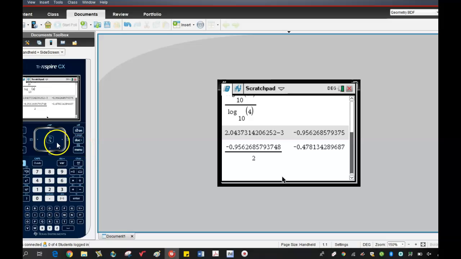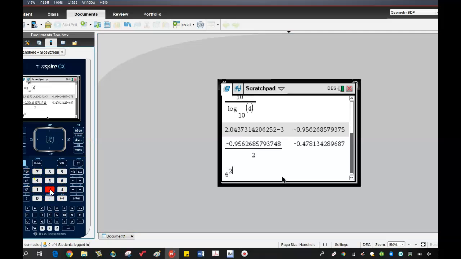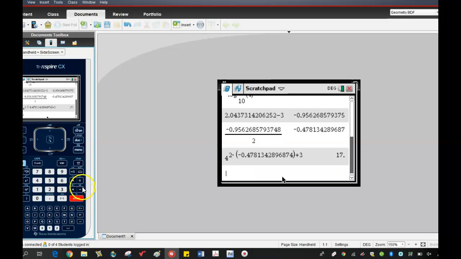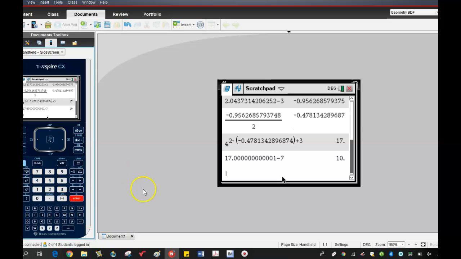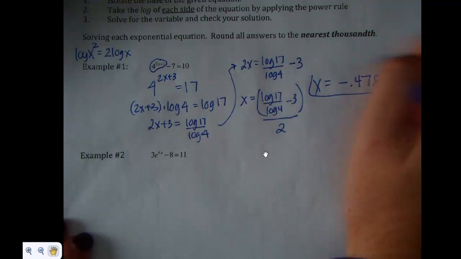And I can take that and put it into my original equation. So I have 4 to the 2 times my answer plus 3. And if I take away 7, that's going to give me 10. I don't need to do it, but there you go. So that answer should check. And the domain of these exponential functions is all real numbers, so your values should check here. All right, so there's that.